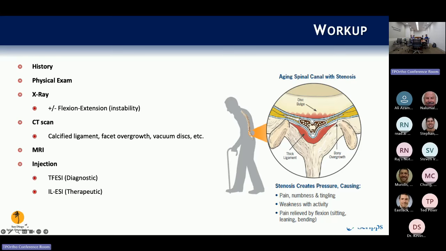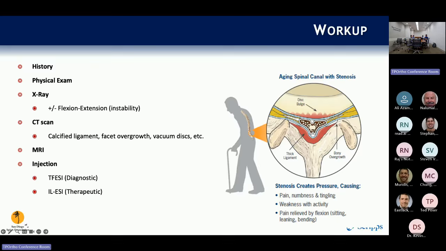In terms of imaging findings, our imaging modalities, we often start with x-rays, and these are often in conjunction with flexion extension films to see if there's any instability at the regions that may be causative. CT scans often are helpful for better understanding the bony anatomy, seeing if there's calcified ligament, understanding the facet overgrowth and vacuum disc phenomena which may present along with these patients. MRI is often very standard, just to better get an idea of the neurocompression at these sites.